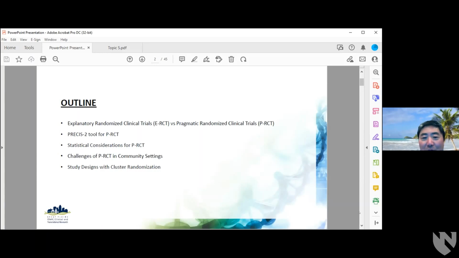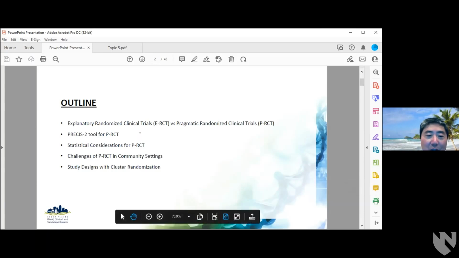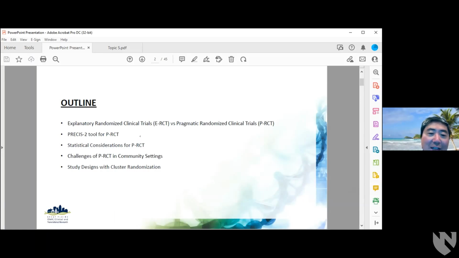Nowadays, the pragmatic trial has become a very popular term people like to use. So I would like to take this opportunity to elaborate the differences and the commonality between these two types of trial, and also give you a little bit about the statistical considerations. Also, I'm going to talk about a tool to help you examine the trial you design, whether it fits the paradigm of a pragmatic trial, or whether what you really want to do is going to be an exploratory trial.